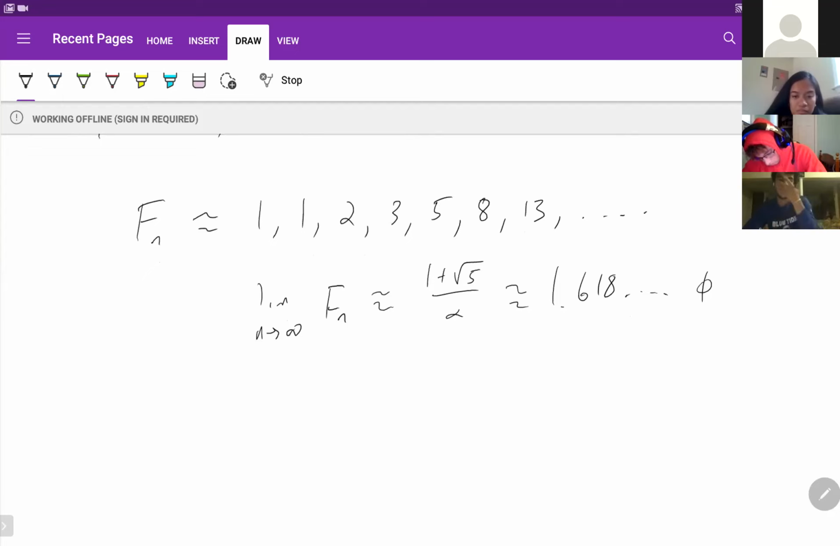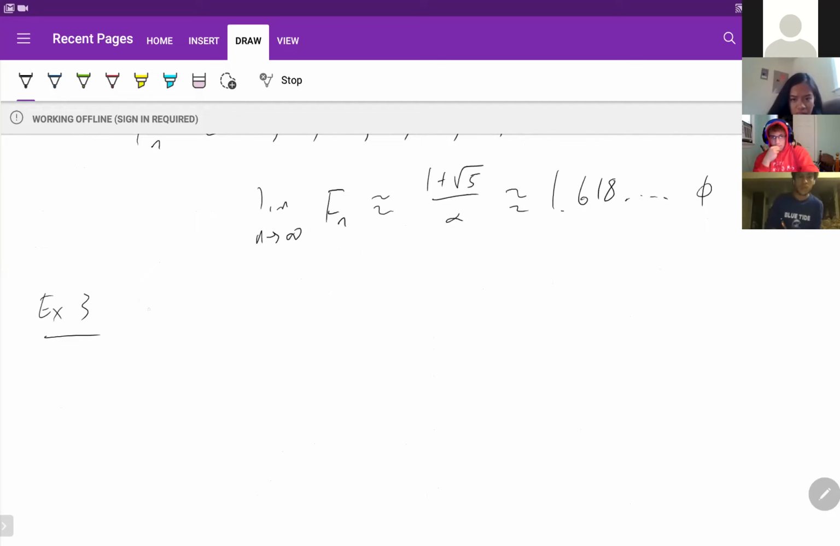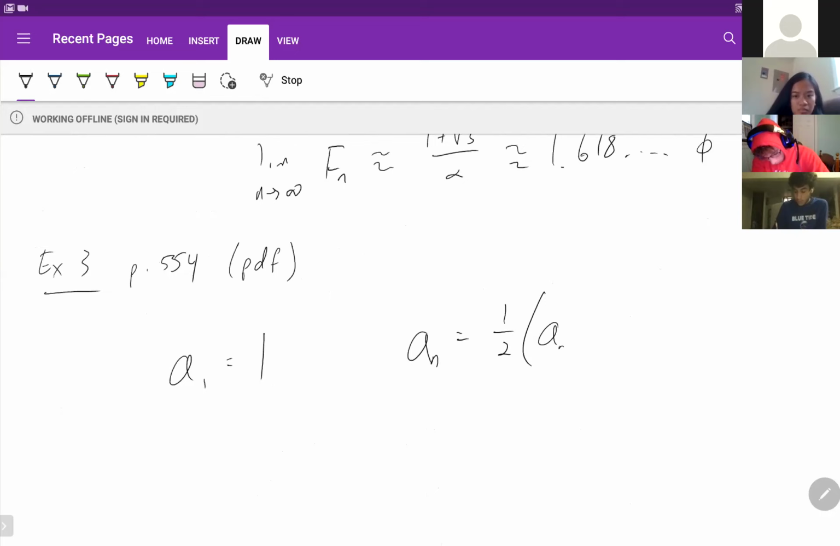Let me move on here. Let me do an example that you'll come across in the class. So let's call this example 3.2.3. This is on page 554 in your textbook, the PDF. They're saying a sub 1 is 1, and a sub n is defined as 1/2 a sub n minus 1 plus 2 over a sub n minus 1.